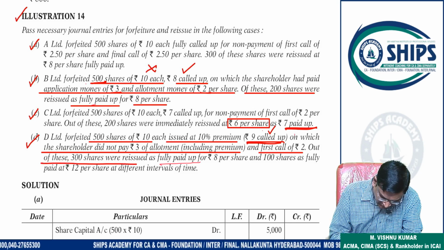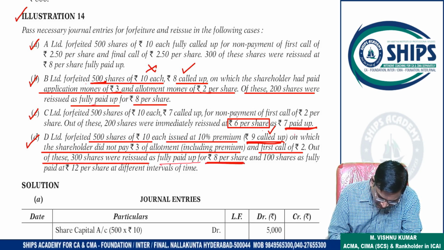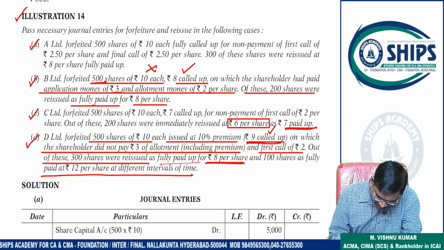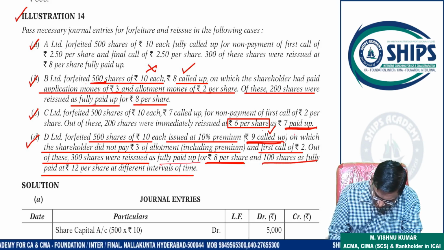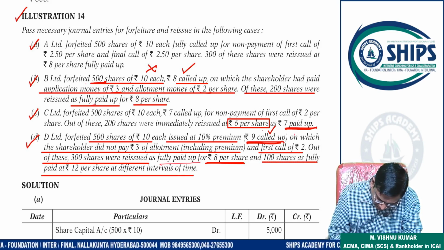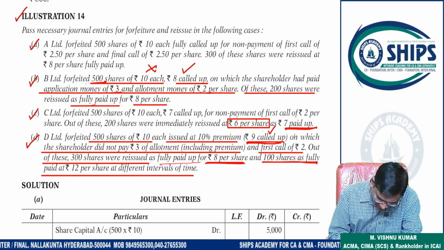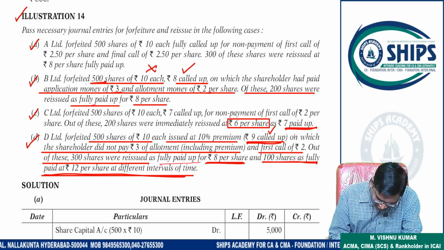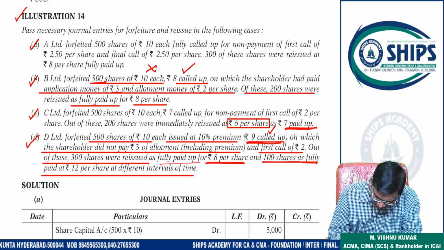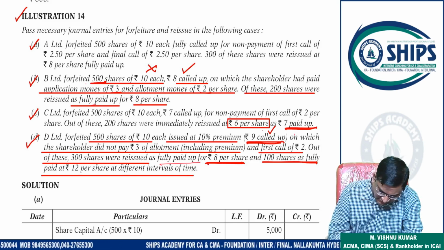Of these, 300 shares were reissued as fully paid up 8. Now the new face value of the share is 8 rupees. Of this, 200 shares were reissued at 8 per share, and 100 shares were reissued at the rate of 12 per share. So one is issued at a discount, one at a premium. Okay, 8 rupees is the reissue price, here 12 rupees.